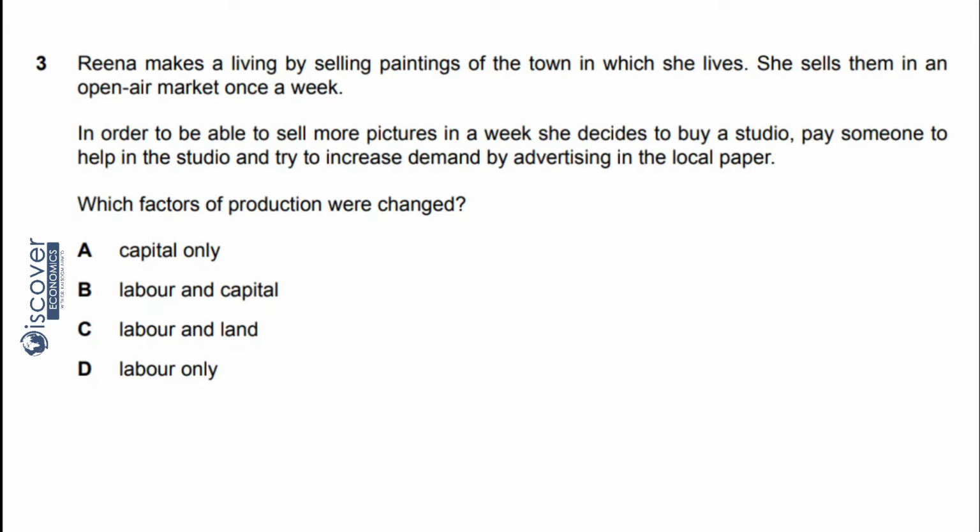Now, which factors of production were changed? Let's see. Capital only? No, not only capital. Labor and capital? Yes, labor has also changed and capital has also changed. So B could be the answer. Then labor and land? No, she did not change land. Then D, labor only. No, this is also not right. So what could be the answer? The answer might be B, that is labor and capital. Yes, this is the correct answer.